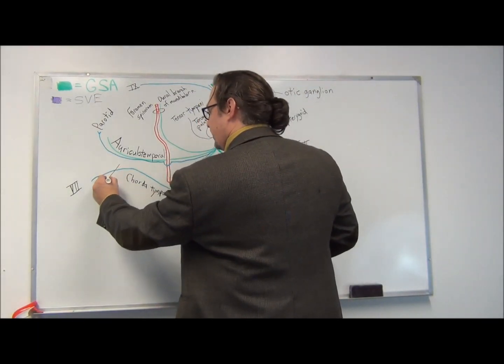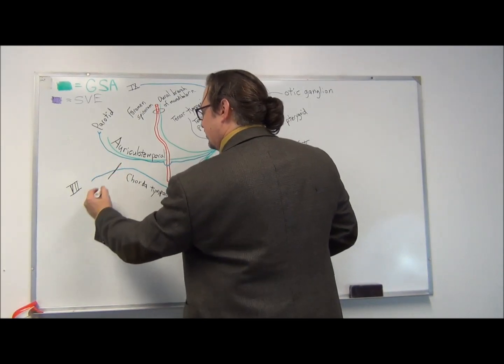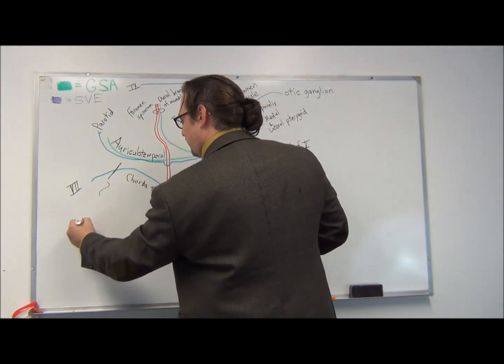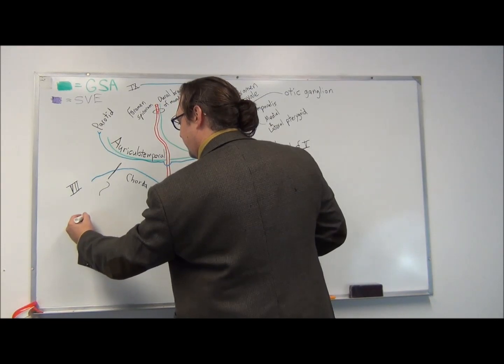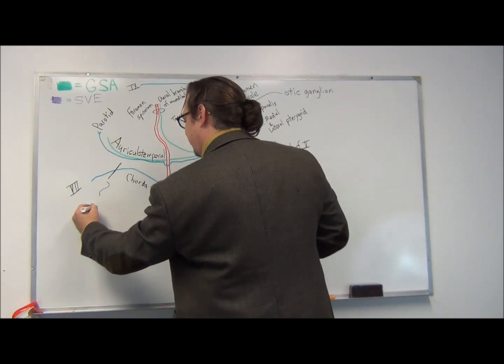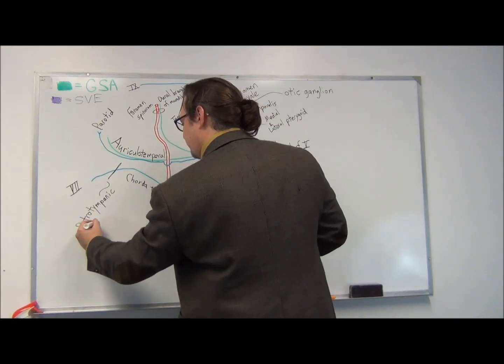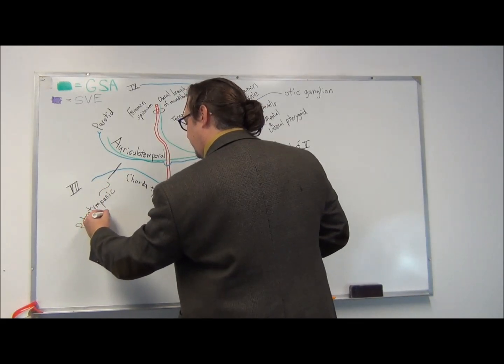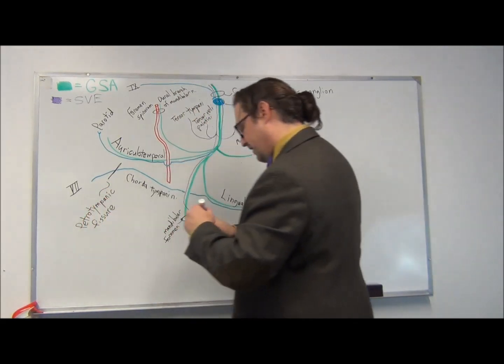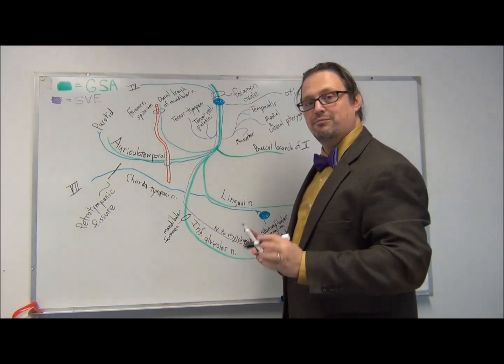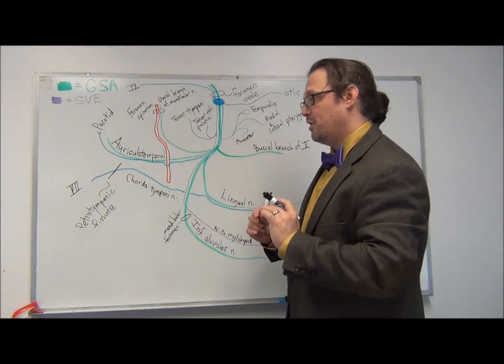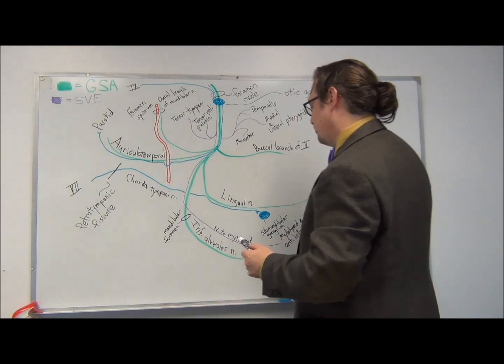And just for kicks, it exits the skull at a tiny little cleft of bone called the petrotympanic fissure. And if you're feeling really gutsy, go try to find that on a skull. It is there, but it's a really tiny little cleft of bone in the petrous temporal bone right there.